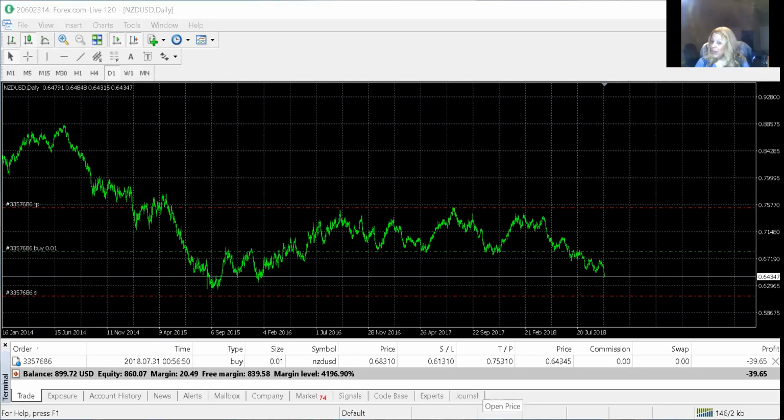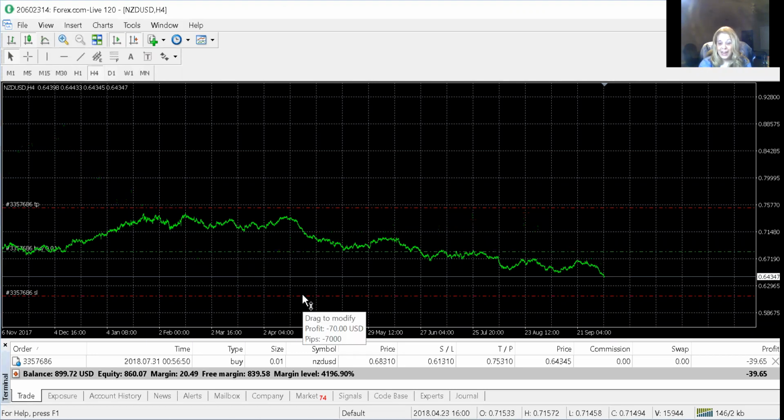The market is closed, so it's not going to be a long period of time tonight, but we'll get something for you to see. And here it is. This trade is through Forex.com, which is the broker, and it's NZDUSD, New Zealand dollar, US dollar. My entry price is at a buy, and it was at 0.68310. My stop loss is right there, and I'll have to go down to the 4-hour chart instead of day, and it's at 7,000 pips or $70.